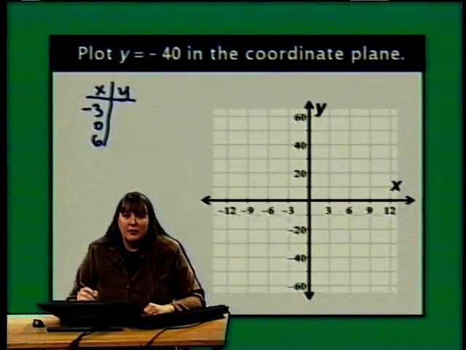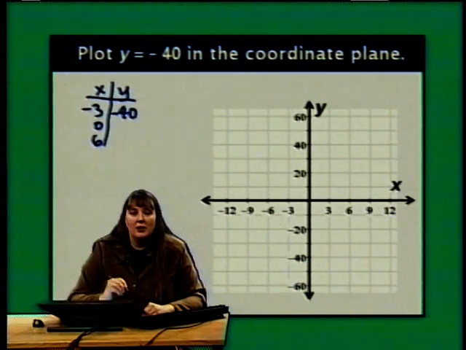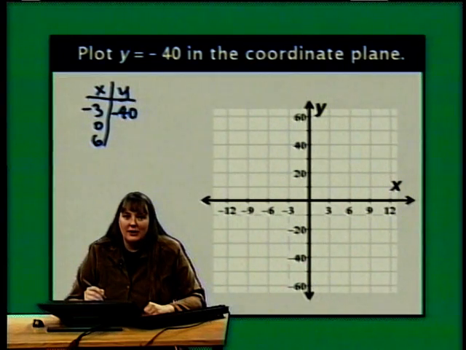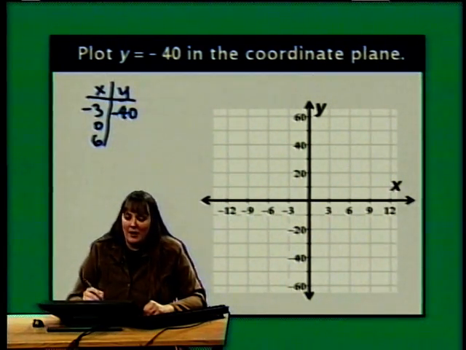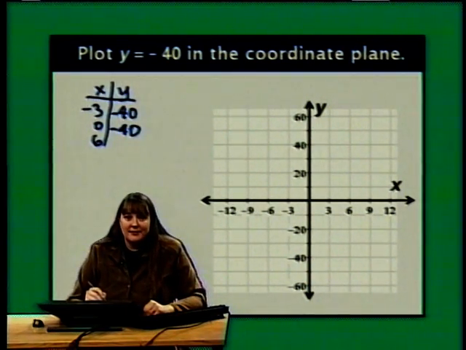If x is -3, what's y going to have to be to satisfy the equation y equals -40? Well, y equals -40. So if x is -3, y would have to be -40. If we substitute -40 for y in this equation, we get -40 equals -40, which is true. What if x is 0? What does y need to be to satisfy the equation y equals -40? Well, once again, y has to be -40. And if x is 6, again, y has to equal -40.